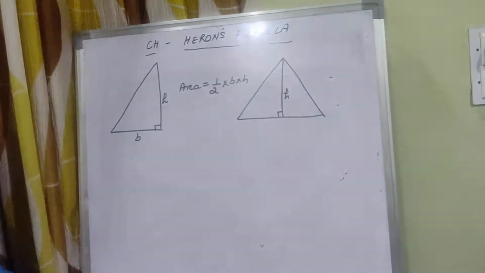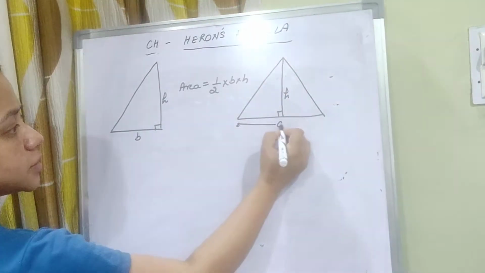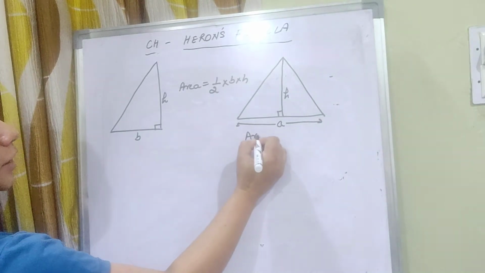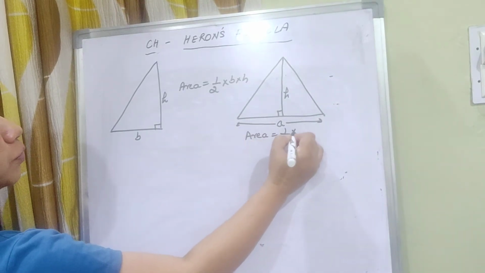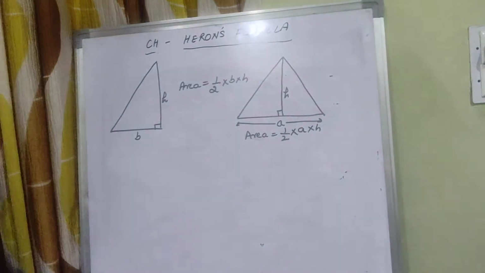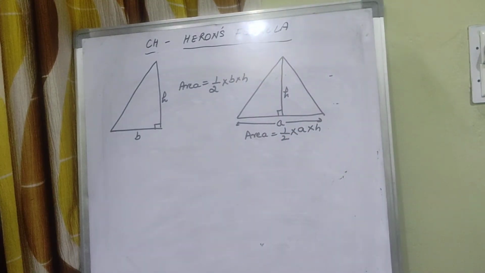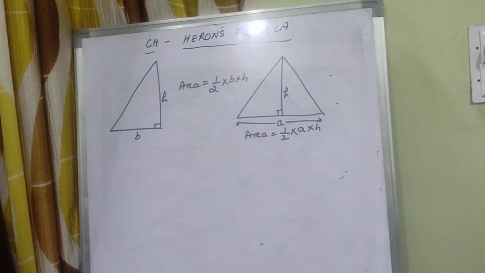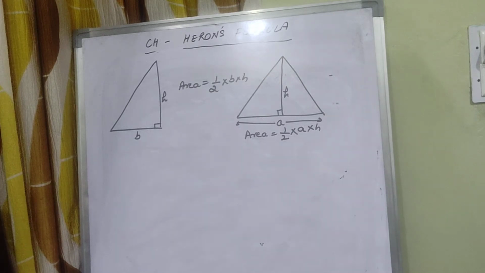Suppose this height is H and this base is A. Then here we will find the area, half into base into height. These are the triangles where altitudes are given, in which we can easily find the area using the formula half into base into height.